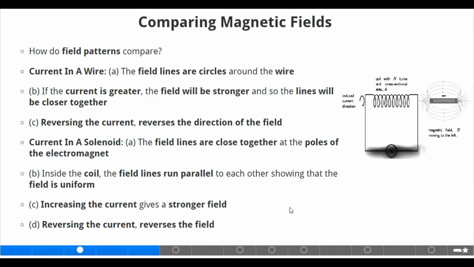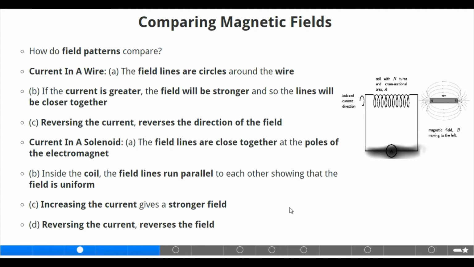We are still dealing with how to compare magnetic fields. How do field patterns compare? We'll first deal with the current in the wire, just like we saw from the last diagram. The field lines are circles around the wire. If the current is greater, the field will be stronger, and so the lines will be closer together. If you reverse the current, you are reversing the direction of the field.